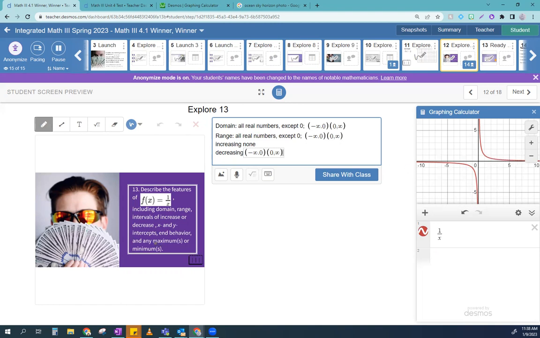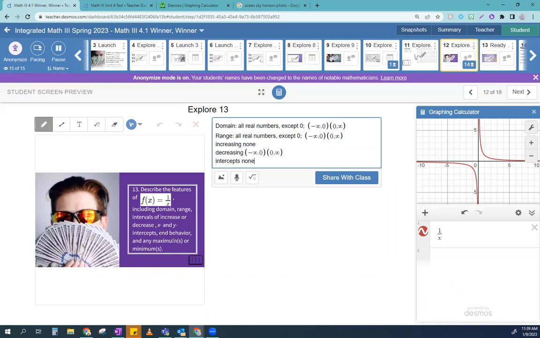Okay, next one. X and Y intercepts. Does this ever hit your X and your Y axis? Everyone says no. So I'm going to write intercepts: none. You can have a function that has no intercepts. That looks weird, but it's none. Okay, end behavior.